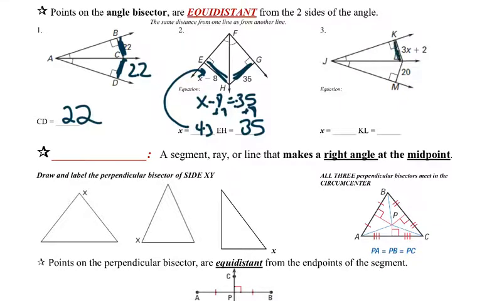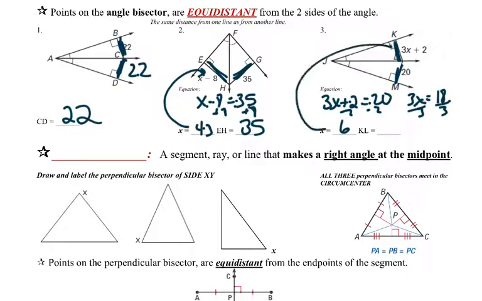Equal distance, equal distance. 3x plus 2 equals 20. If I subtract 2 from both sides and divide both sides by 3, I get x equals 6. If I plug that back in, 6 times 3 is 18, plus 2 is 20. So some simple questions about being equal distance.